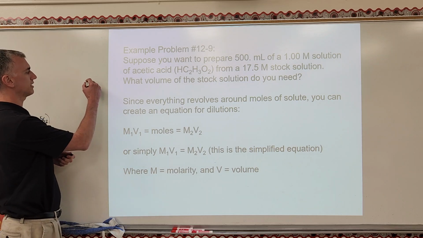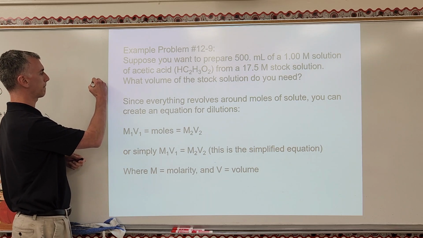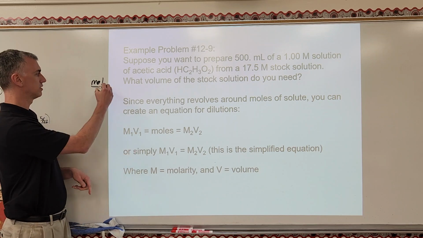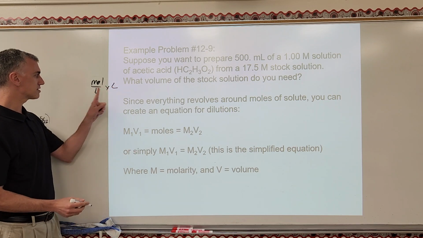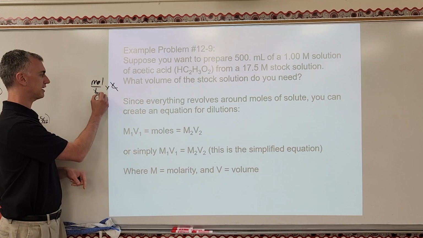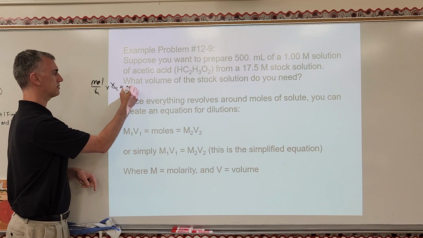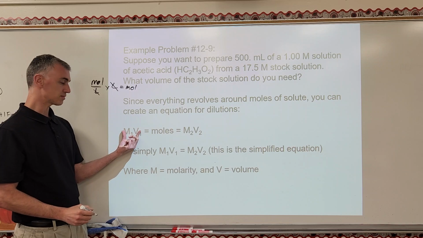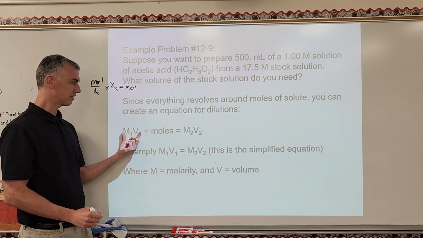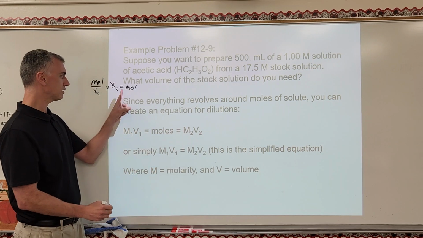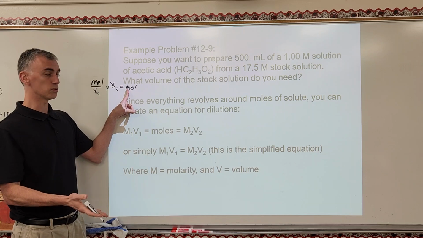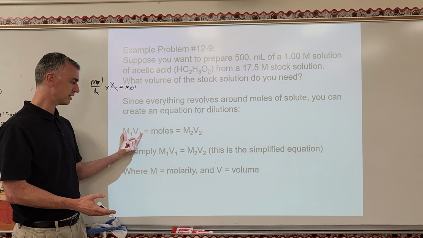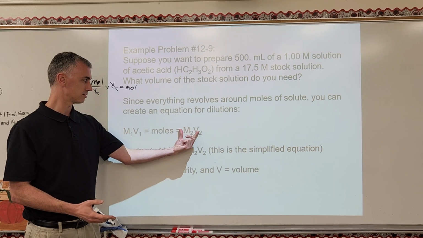M stands for molarity, that's moles per liter. And then V stands for volume, that is liter. Now consider that if liter cancels liter, M times V is just moles. So if you take molarity times volume before you dilute something, and then molarity times volume after you dilute something, remember the number of moles of solute does not change, which means the number of moles of solute at the beginning is equal to the number of moles of solute at the end.